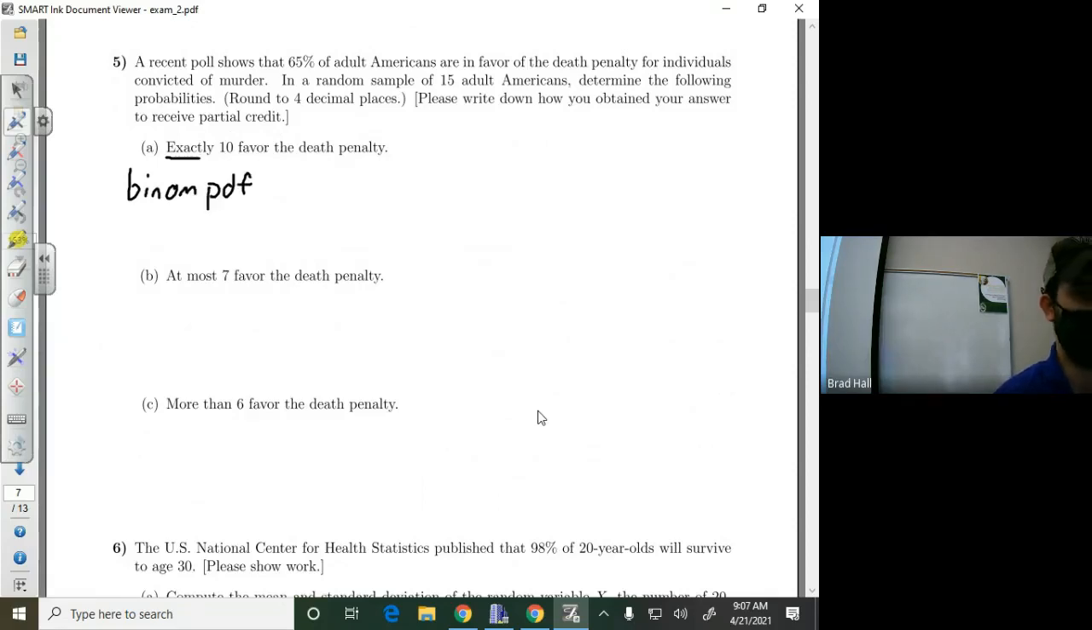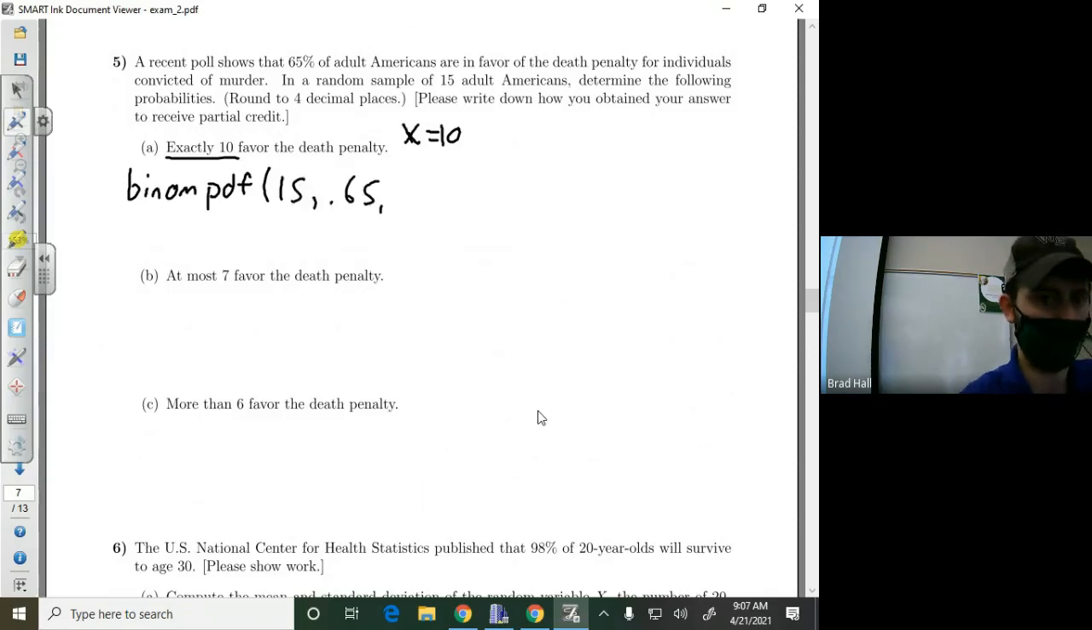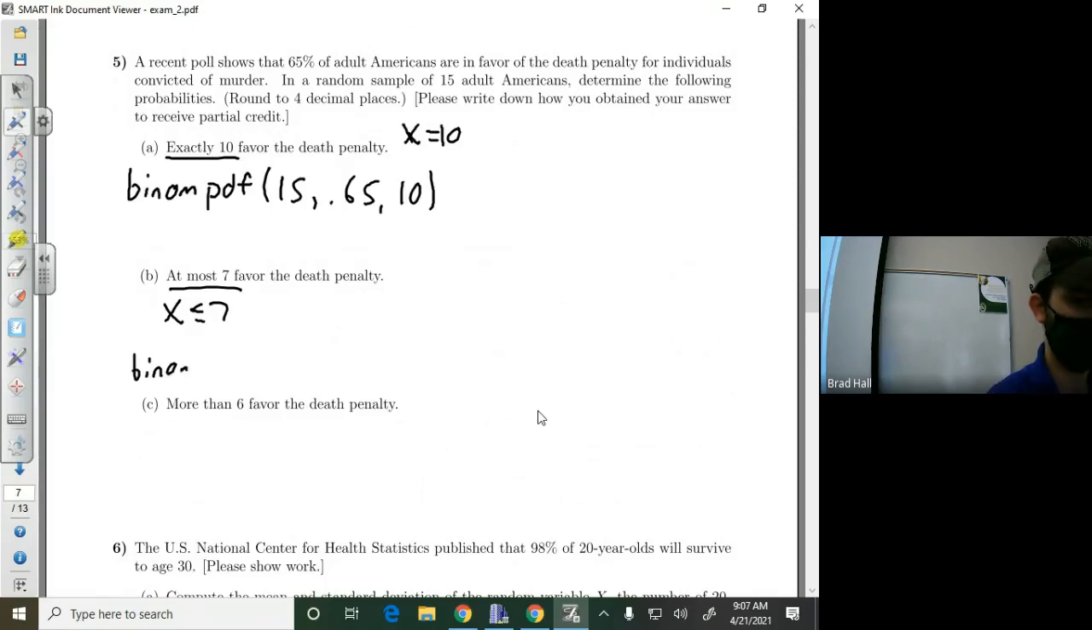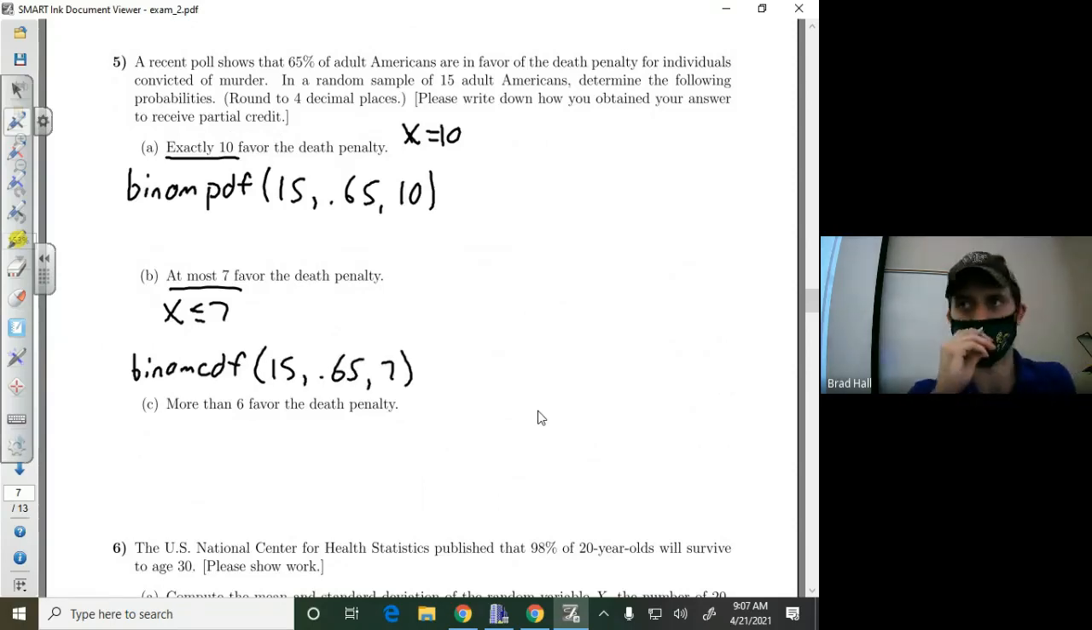Because it says exactly 10, that means x is equal to 10, which means you use the PDF version, which is always n, followed by p, followed by x. At most 7 means x is less than or equal to 7, which means you would use the CDF option: 15, 0.65, 7. Remember, you use CDF when it's an inequality.